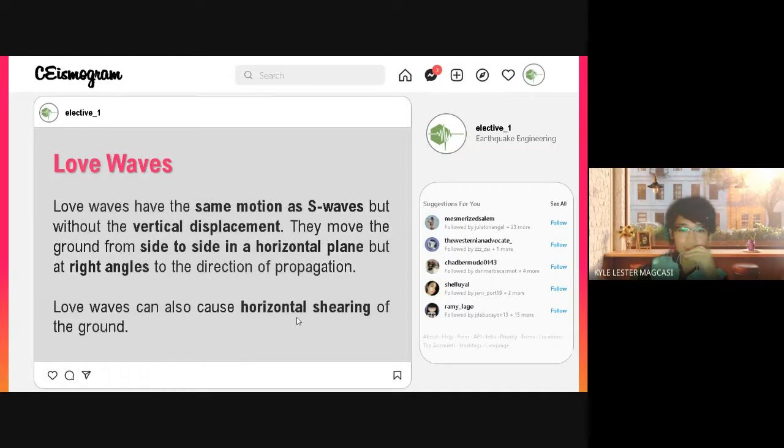Next po. Love waves. Ang Love wave ay isa sa kilalang klase ng wave na napaka-destructive sa foundation ng mga structures dahil sa horizontal ground motion na na-generate nito. Ang Love wave ay maaari ding mag-cause ng horizontal shearing sa kalupaan at usually mas mabilis din mag-travel ang Love wave kumpara sa Rayleigh wave, ngunit mas mabagal pa rin ng 10% kumpara sa S-wave.